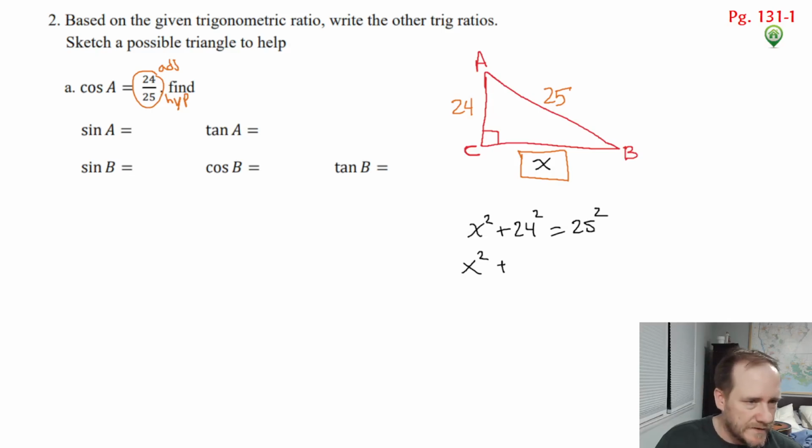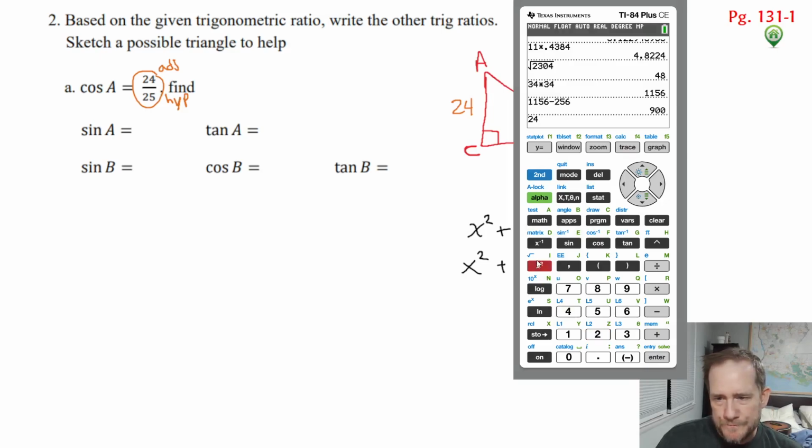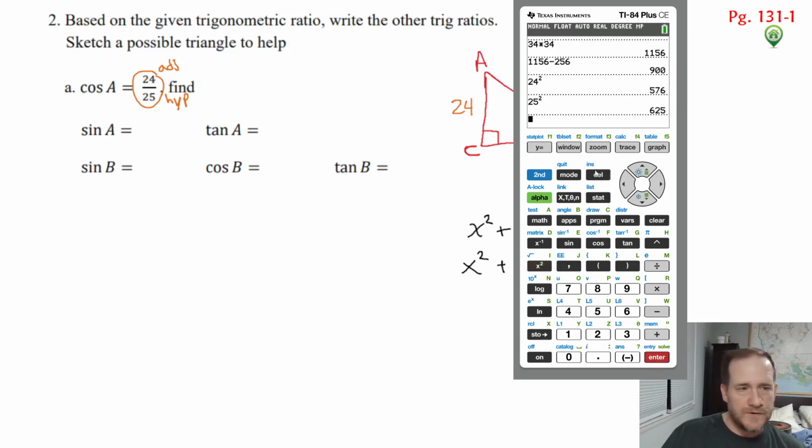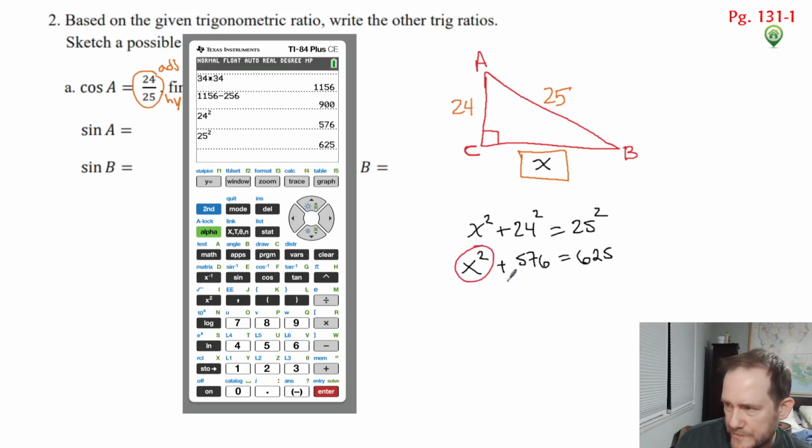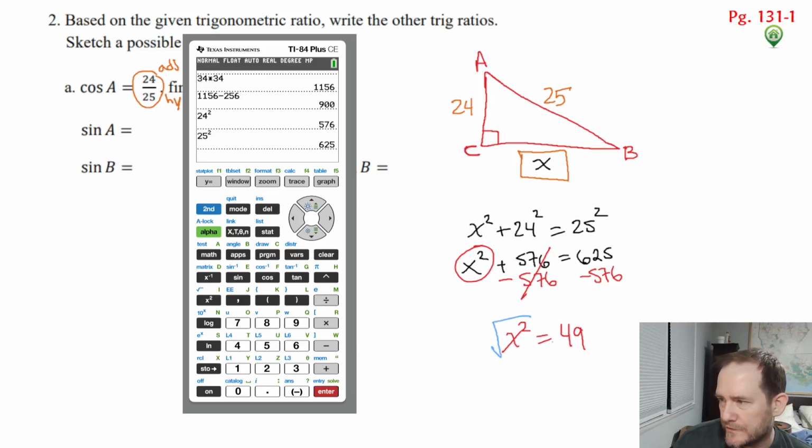What's 24 squared? Let me bring the calculator back. Here's the calculator. 24 squared is 576, and 25 squared is 625. So if we're doing this math, then we're getting x squared plus 576 equals 625. So to get x alone, you better subtract 576 from both sides, which would cause this to cancel, leaving me with just x squared. And if I do this subtraction, I'm left with 49. And then, of course, to solve for plain old x, you take the square root of both sides, and you get an x that equals 7. So just like I said, the side that's opposite from A is going to turn out to just be 7.